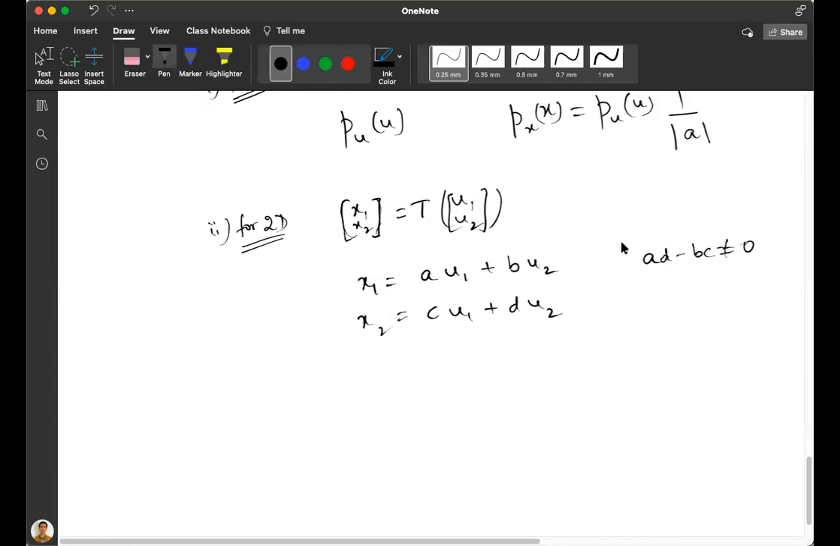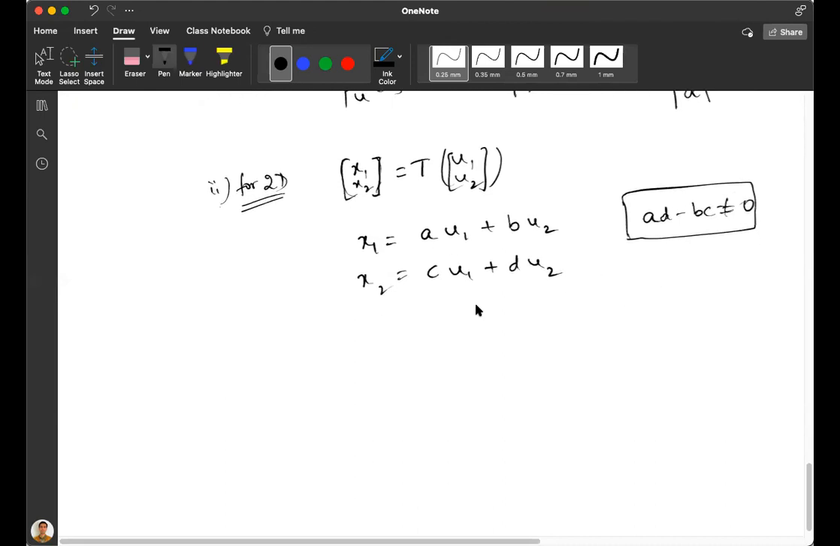Okay, so we have this condition. AD minus BC should not be equal to 0. That is called the determinant, and it should not be equal to 0, right? Determinant, Cramer's rule. If this condition is satisfied, then this is invertible. Now tell me, what is Pxx in terms of PUU?